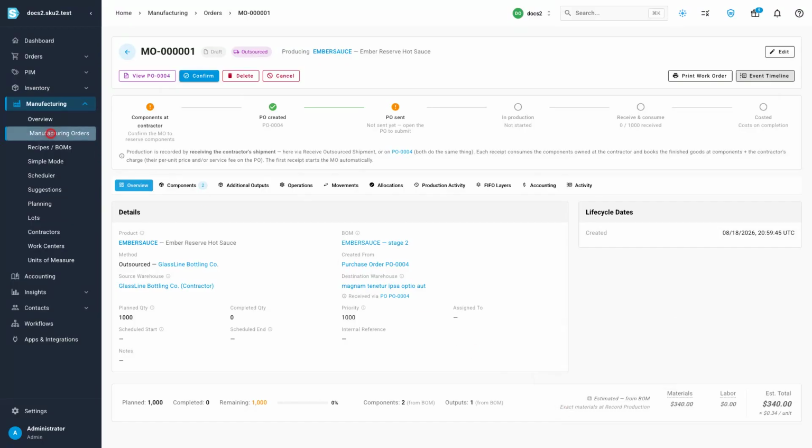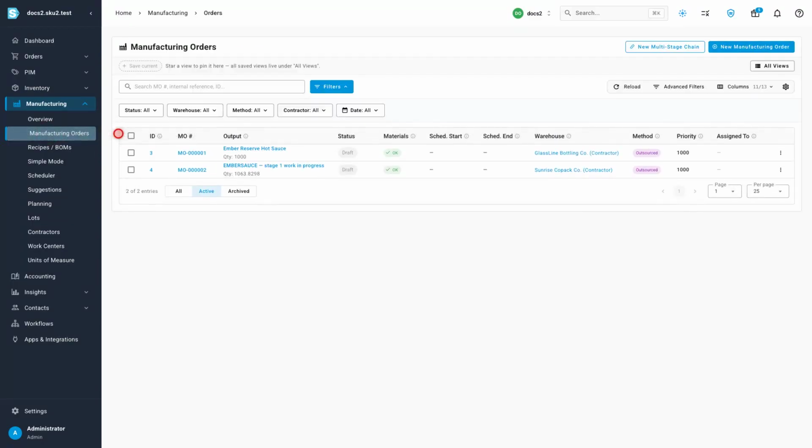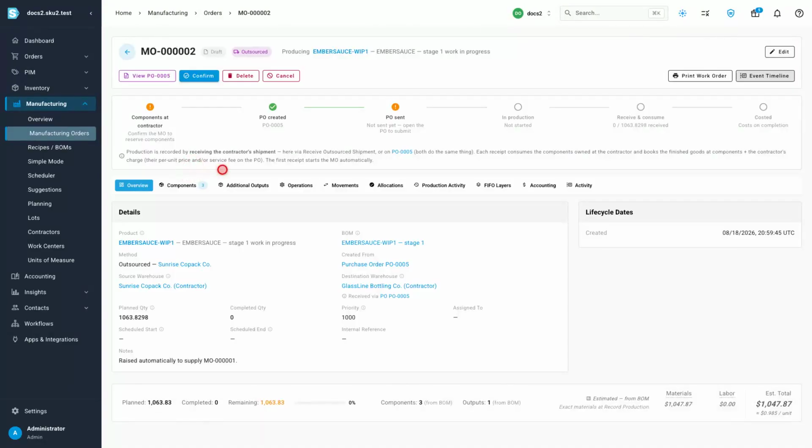Everything raised is a draft, so nothing reaches a vendor, and nothing is committed to until you confirm it yourself. Each outsourced stage raises its own purchase order to that vendor. It carries your goods, costed when you receive them, and it carries a manufacturing service fee. That's the shape of a toll arrangement.